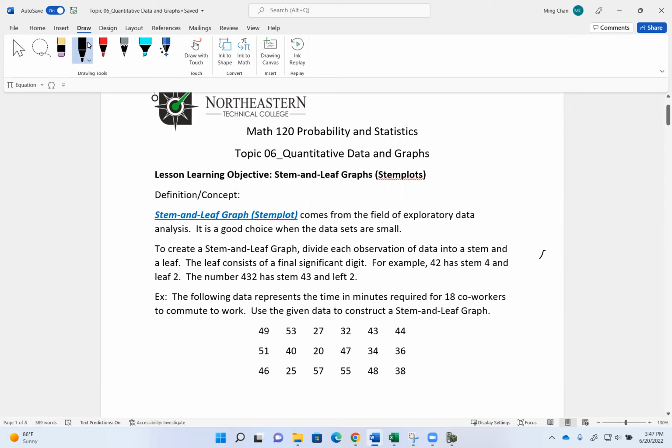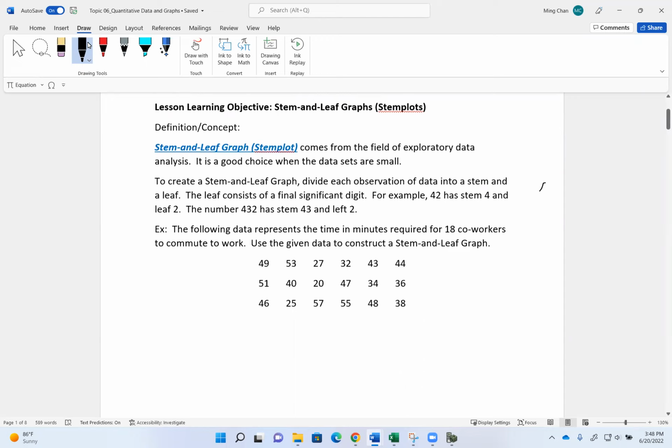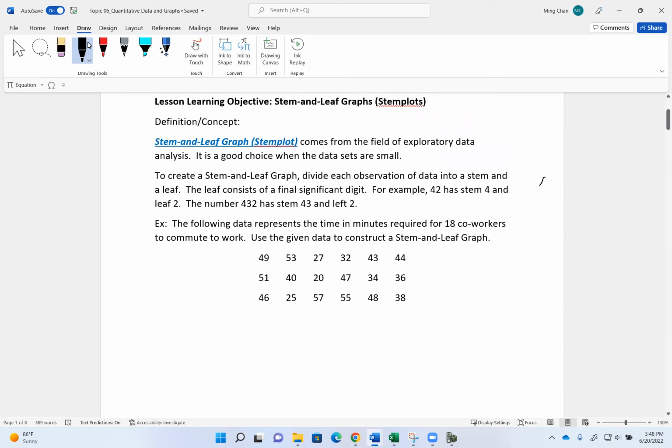So the first objective here is something called the stem and leaf plot, stem and leaf graphs or stem plots. So basically, the stem and leaf graph or the stem plot comes from the field of exploratory data analysis. It's a good choice when the data sets are small. So to create the stem and leaf graph, you've probably seen this before. You've probably done this before in high school.